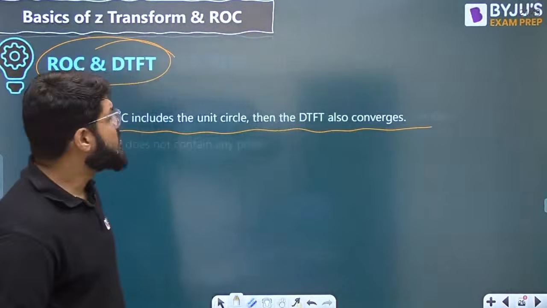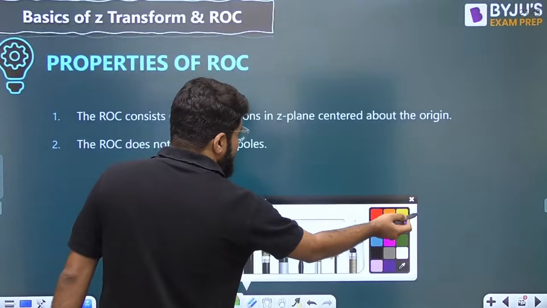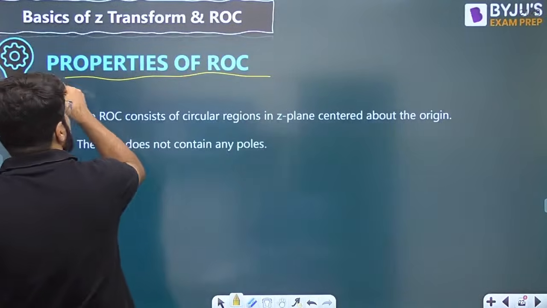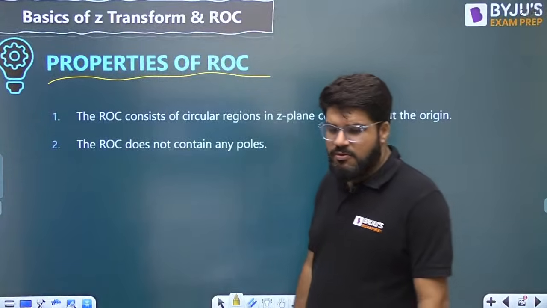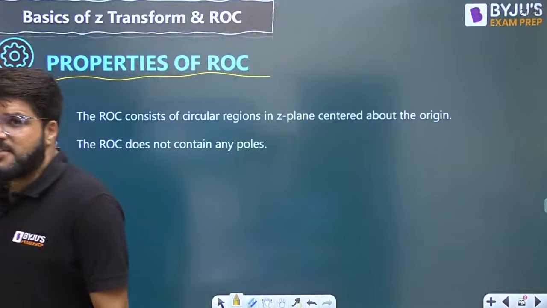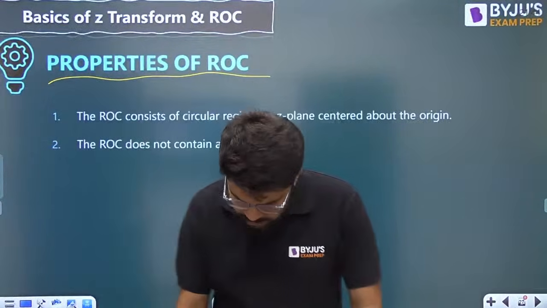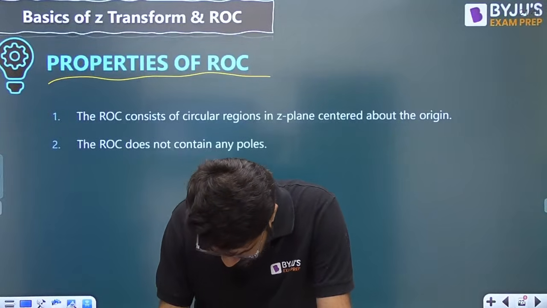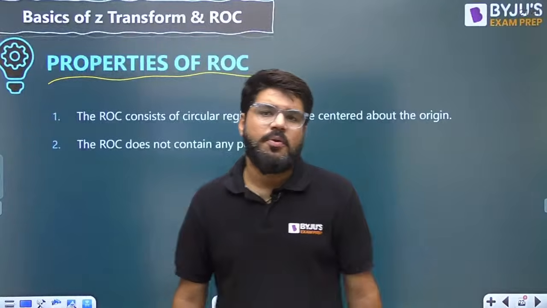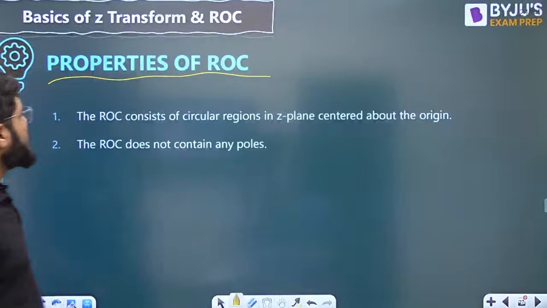Now let us come to some of the important properties. The total properties of Z transform and ROC we will see in tomorrow's class also. Tomorrow's class is titled Z transform properties and the ROC properties. But since we have launched into the discussion of ROC, we need to discuss at any cost some important points about the ROC. Let's have a look into this.